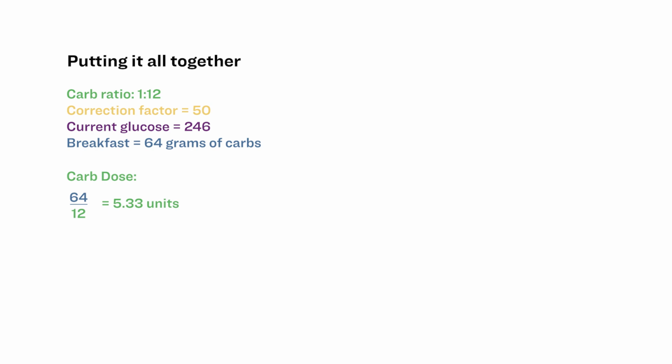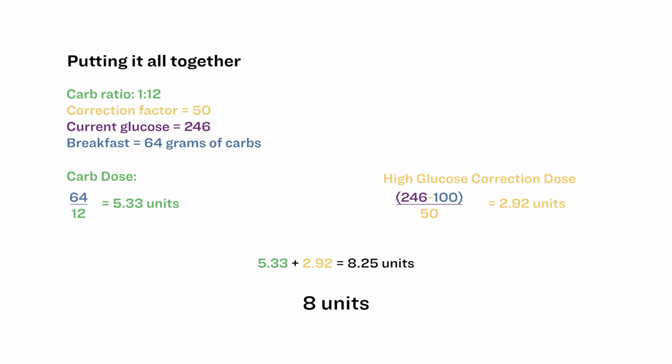Next, let's calculate the high blood glucose correction dose by taking 246 minus 100, which equals 146, and then divide by 50, and get 2.92 units. We now can add our two doses together and get 8.25 units. Now we will want to round. This child is using whole units of insulin, so we know we can round down to 8 units and then give that dose.